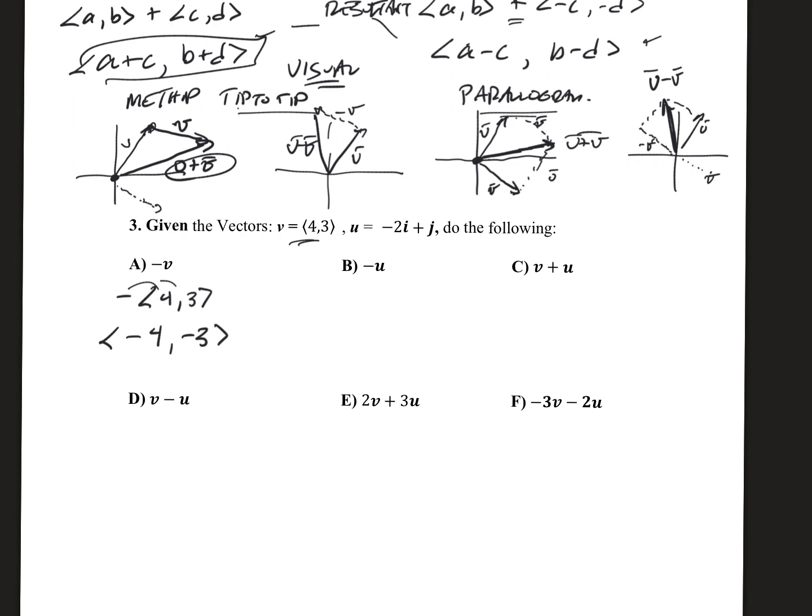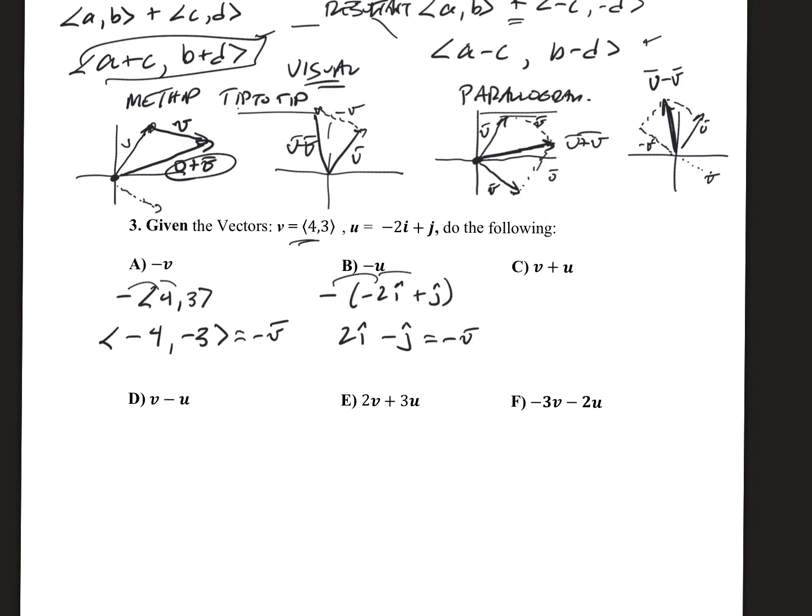So I got basically the negative 4, negative 3 vector. So both the x and y components were essentially negated. The vector u, I have it in a new notation. I've got it in the ij notation, but in essence, what we're doing is multiplying it by a negative. So distributing it, we get 2 in the i direction and negative j in the j direction. So there would be negative v, and here would be negative u.